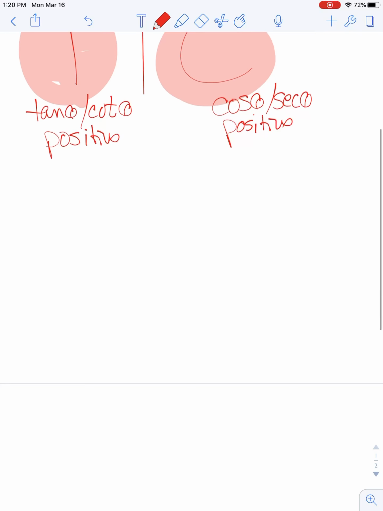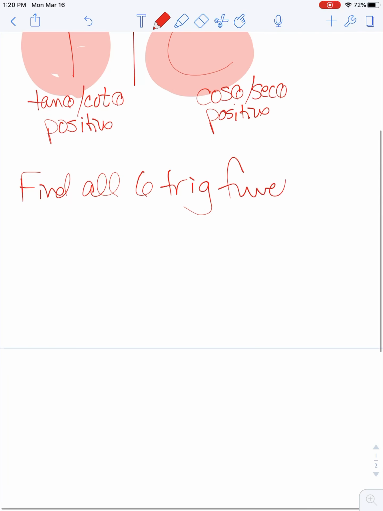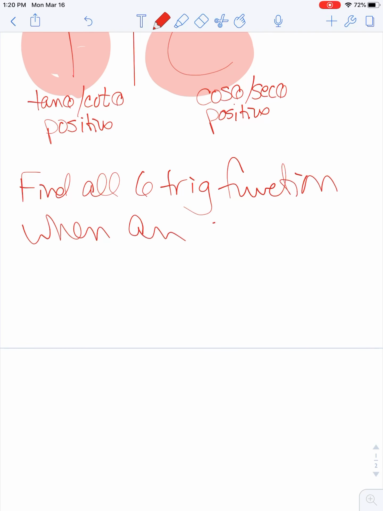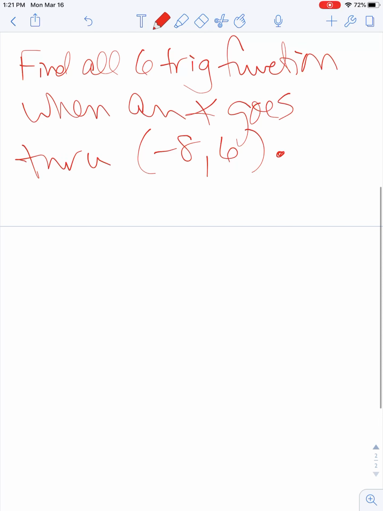Okay, so let's say we're going to find all 6 trig functions. When an angle goes through the point -8, comma 6, we're going to find all 6 trig functions.